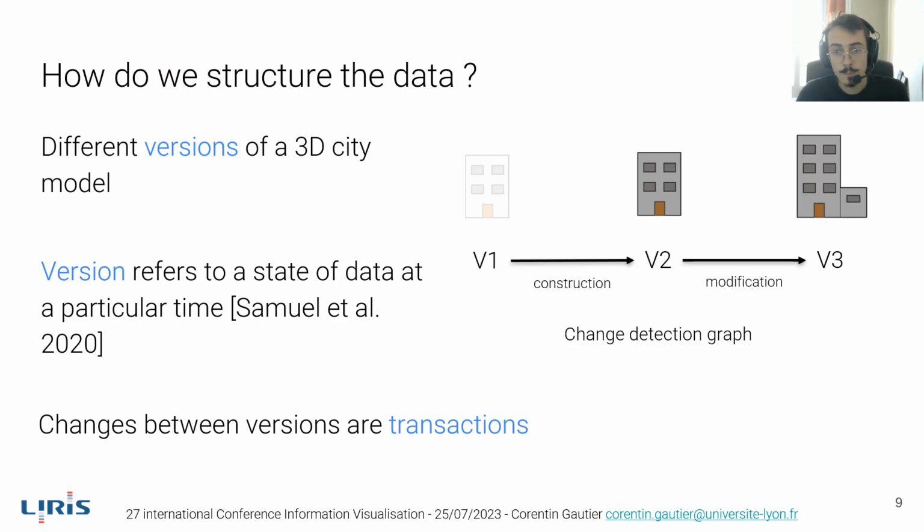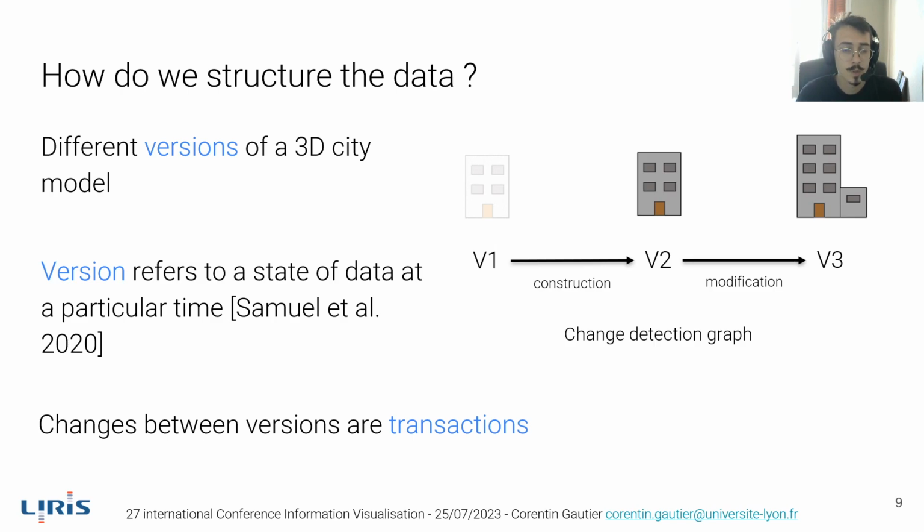So now, how do we structure the data to easily display it in the 3D environment in the STC? First of all, we have the versions of the 3D city model. For Samuel and his colleagues, a version refers to the state of the data at a particular time.